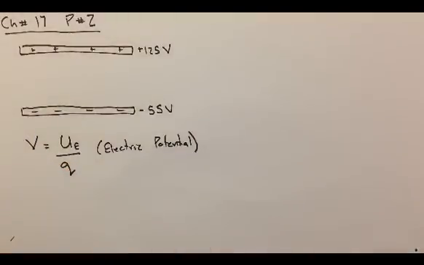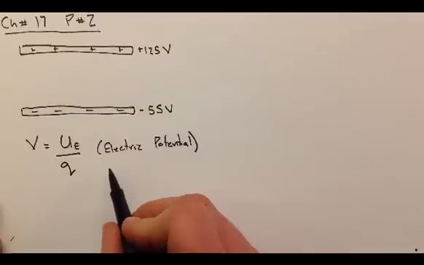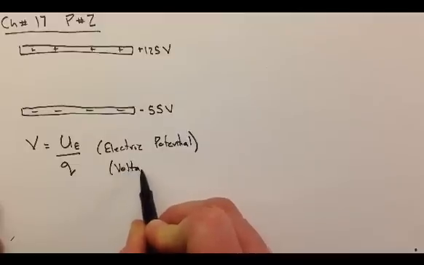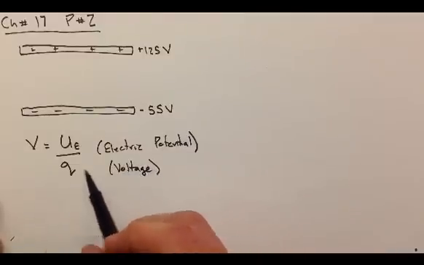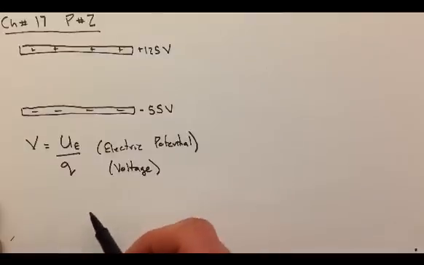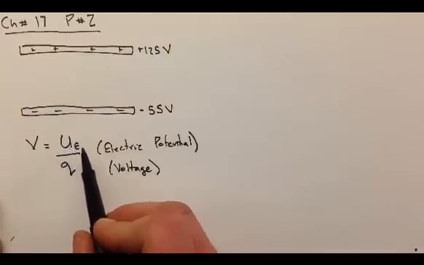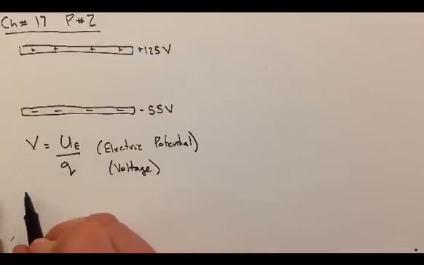Going to look at Chapter 17, problem number 2 today. We're going to introduce a new idea today in electrostatics called electric potential. You may have heard this referred to as voltage. Voltage isn't a really good term to use in physics. We prefer electric potential. So electric potential is electric potential energy per unit charge.